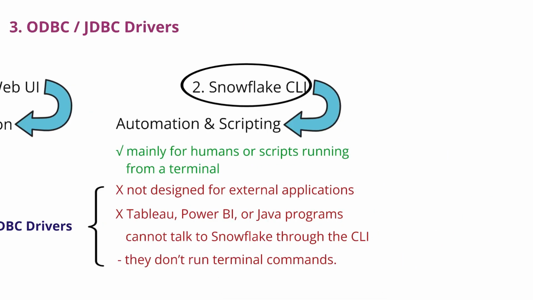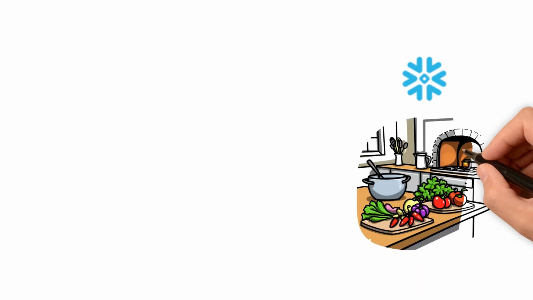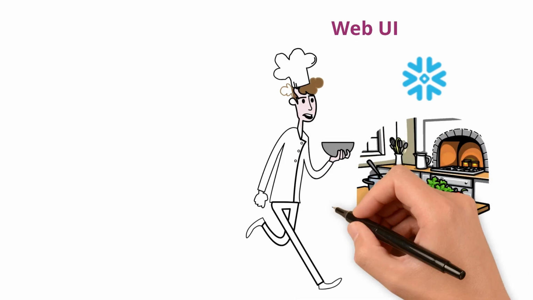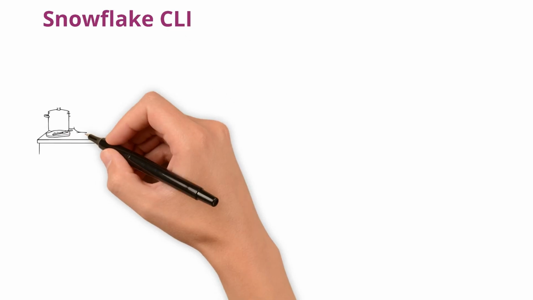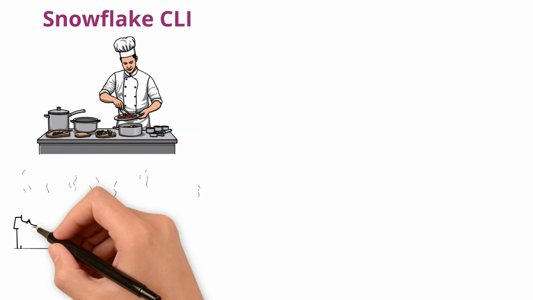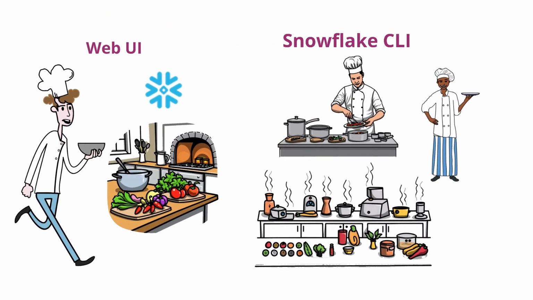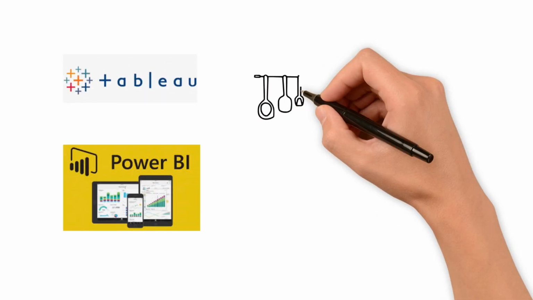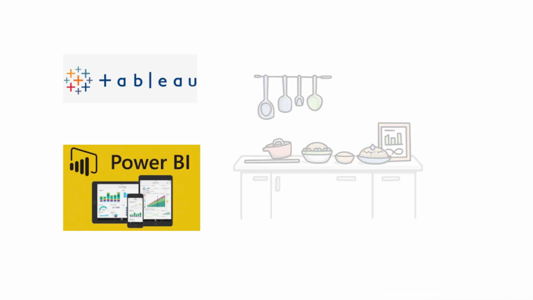Think of Snowflake as a restaurant kitchen. The web UI is like cooking directly in the kitchen, perfect when a chef prepares dishes by hand. The Snowflake CLI is like a helper chef following scripts. You can automate cooking or batch prepare dishes, but it still requires someone managing the process. Now imagine external applications like Tableau or Power BI are customers who want to order dishes directly. They can't use the helper chef scripts themselves.